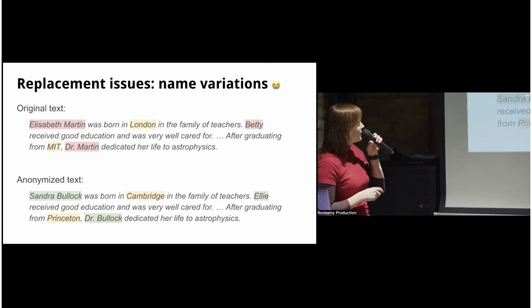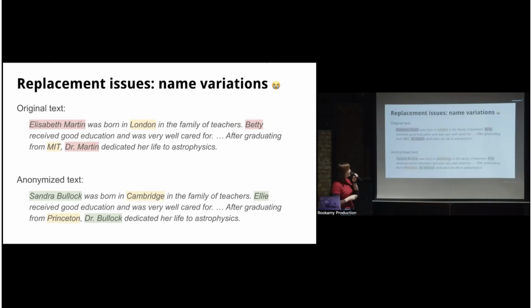But your anonymizer may not be that smart. And then you would have Sandra Bullock, right, was born in Cambridge in the family of teachers. And then you would have Ellie, meaning that the model doesn't know that Betty actually is a nickname for Elizabeth. A good nickname here would be Sandy, for example, right? If it had Sandy, then you would be able to say that the text kept its integrity. Now the integrity is broken. Now you have a different person introduced here by your anonymizer. And then Dr. Bullock dedicated her life to astrophysics, for example.